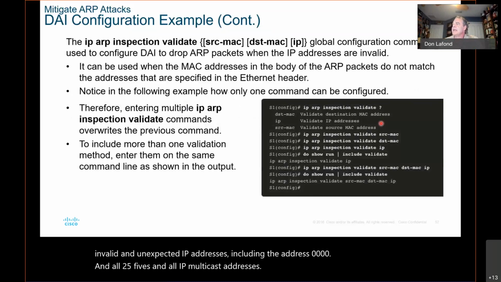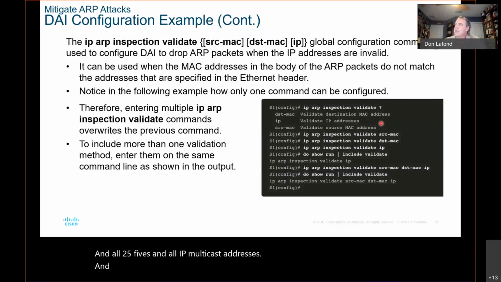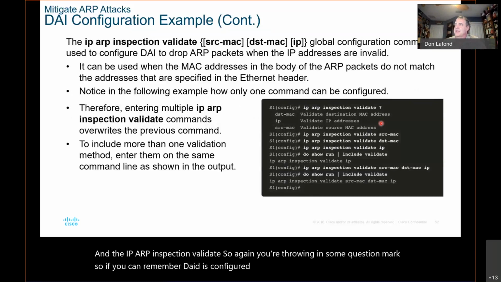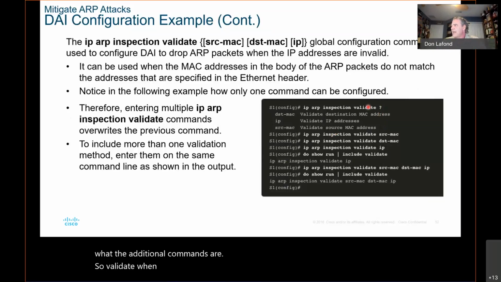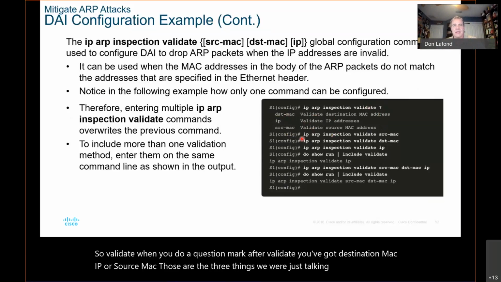And then there is ip arp inspection validate. So again, you're throwing in some question marks. If you can remember, DAI is configured by typing ip arp inspection, then type a question mark to get to validate, then type a question mark to figure out what the additional commands are. When you do a question mark after validate, you've got destination-mac, ip, or src-mac. Those are the three things we were just talking about on the previous screen.